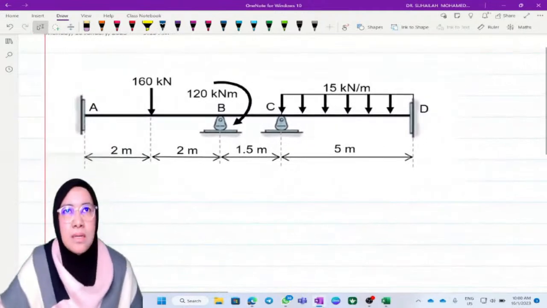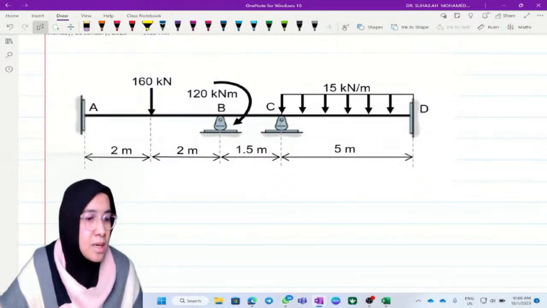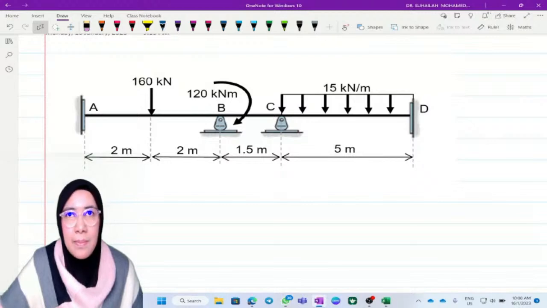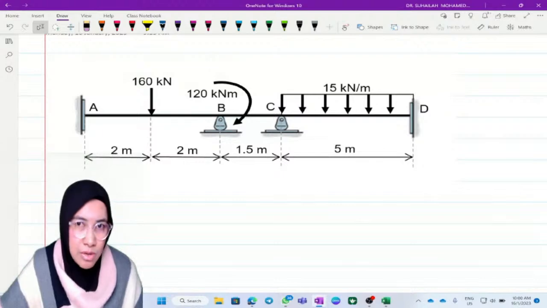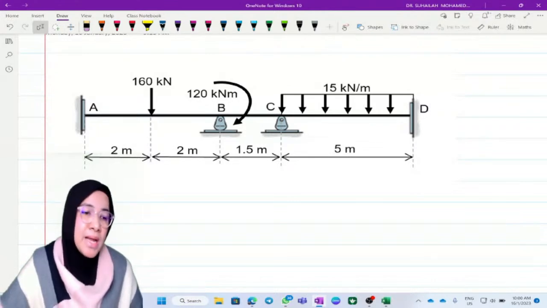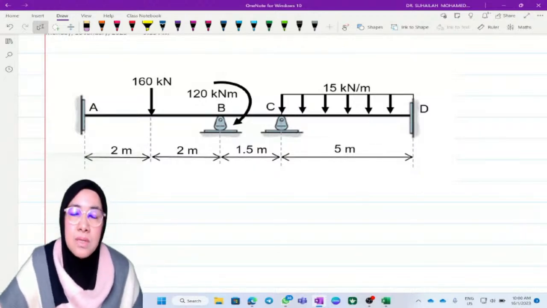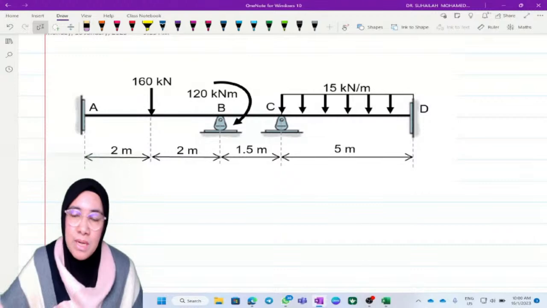So we have here a continuous beam ABCD. AB is subjected to a point load at the center. There is an applied clockwise moment of 120 kilonewton meters at B, and for member CD we have a 15 kilonewton per meter UDL along member CD, 5 meter length. Okay, so in the moment distribution method we will determine the member end moments first.